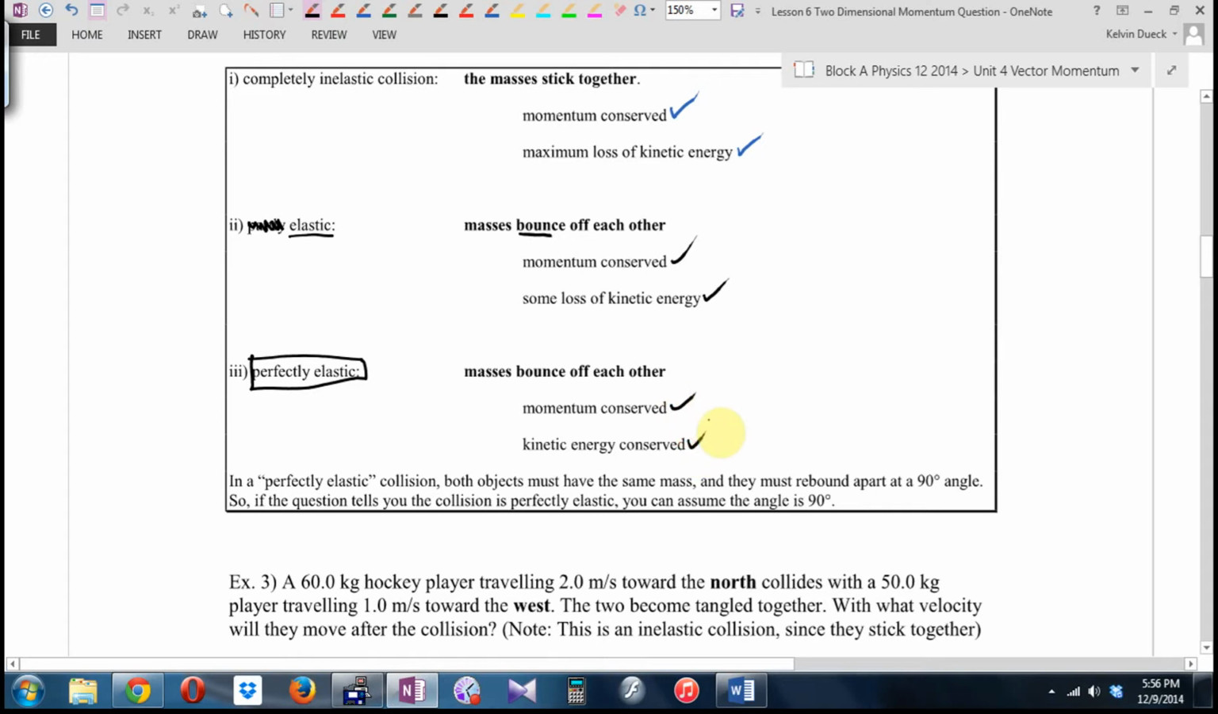That's the definition of a perfectly elastic collision. The amount of kinetic before equals the amount of kinetic after. Now that can only occur with certain conditions. In a perfectly elastic collision, both objects have to have the same mass, and they rebound apart at a 90-degree angle. So if the question tells you it's perfectly elastic, you can assume the angle is 90 degrees.